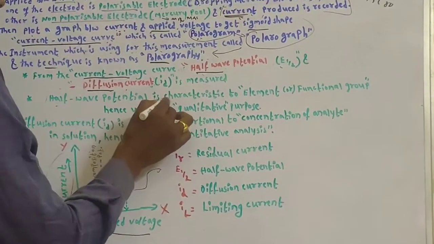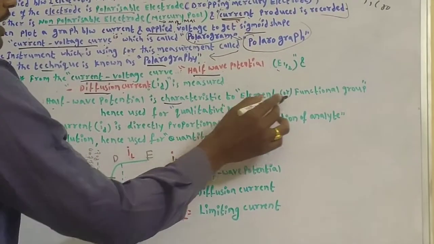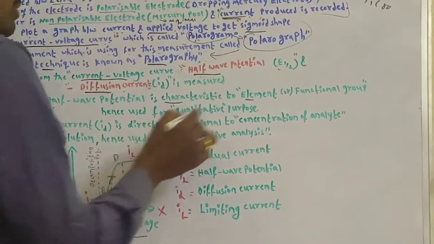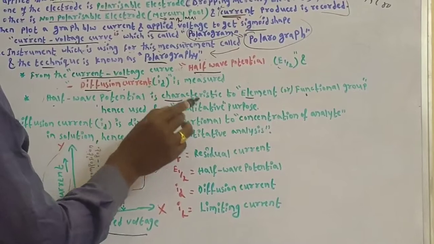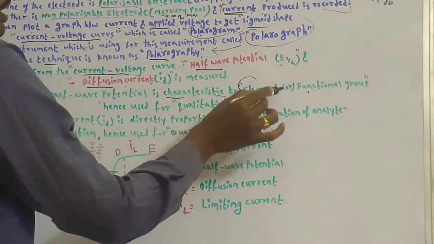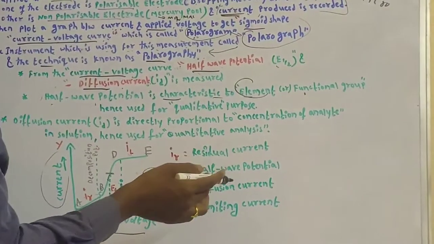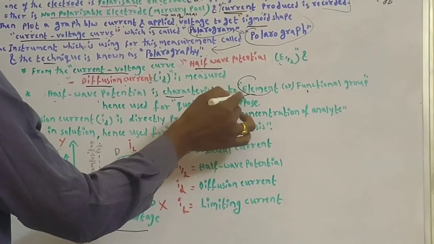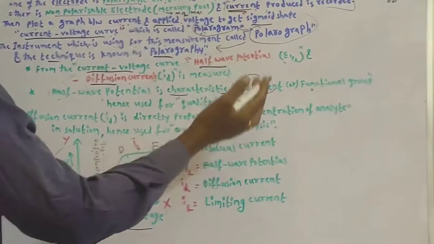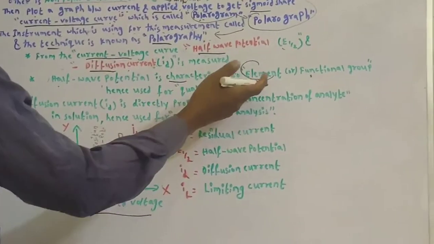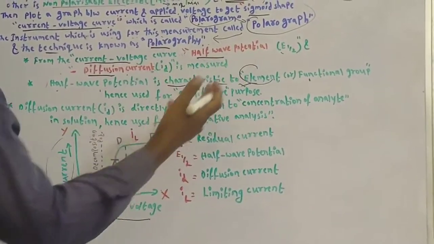Half-wave potential is characteristic of the element or functional group present in the sample. Here, half-wave potential is specific to the functional group present in the sample. Then it gives qualitative information, because if you know the element or the functional group present in the sample, if you identify those, that is related to qualitative analysis.